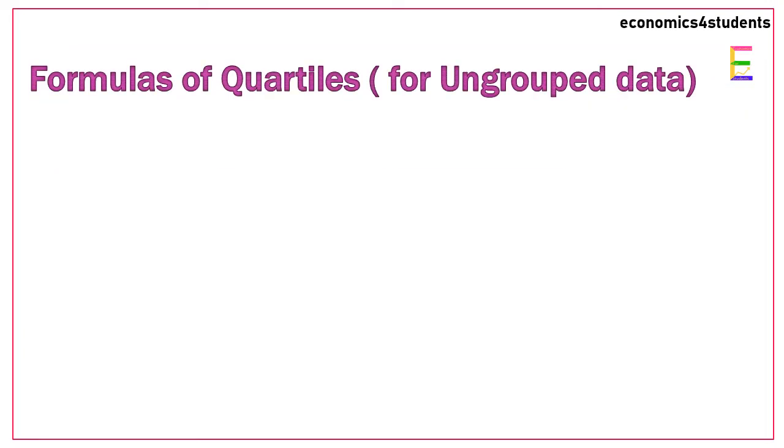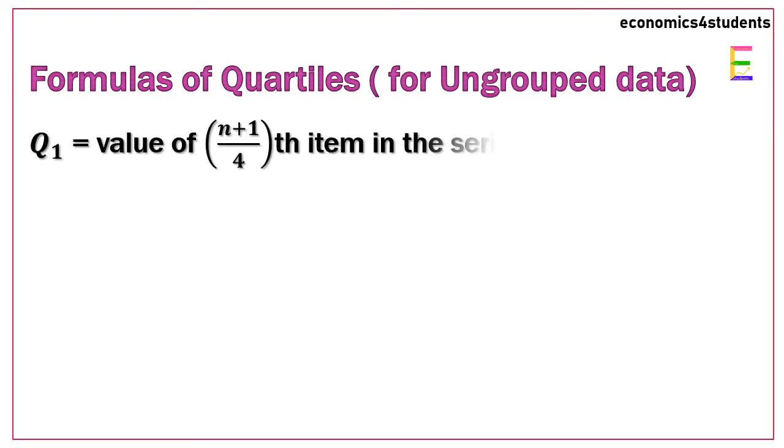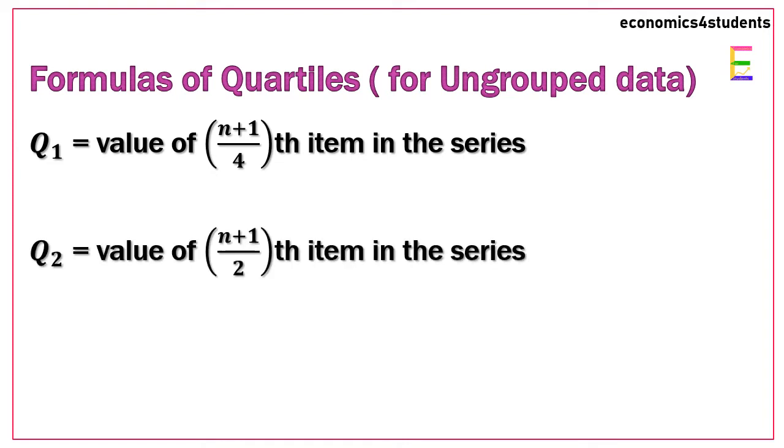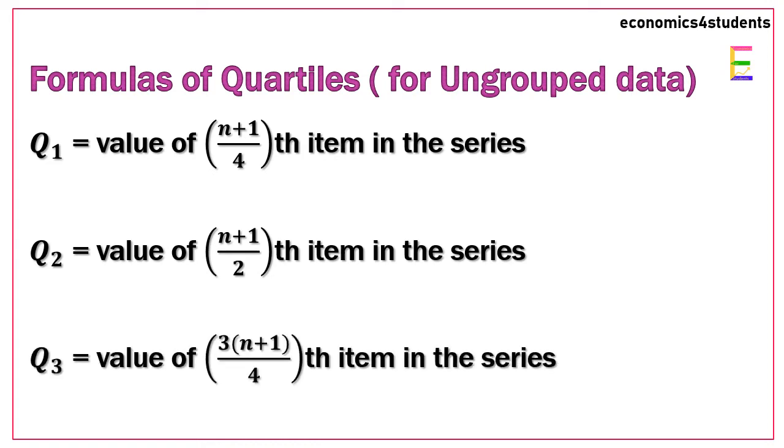First, we will learn the formulas of quartiles for ungrouped data. For ungrouped data, Q1 is equal to the value of (n plus 1) by 4th item in the series. Q2 is equal to the value of (n plus 1) by 2th item in the series, and Q3 is equal to the value of 3(n plus 1) by 4th item in the series, where small n is the number of items in the series. Let us solve a problem by using these formulas.